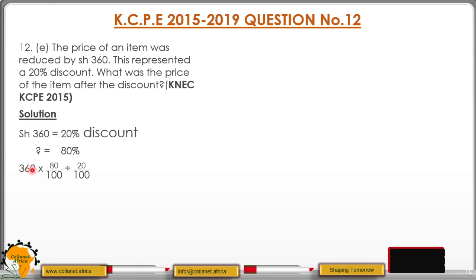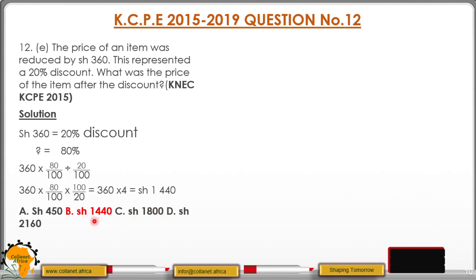You multiply that with that, then you divide by this one. So in this case, 360 times 80 over 100, which is another way of writing 80%, divided by 20 over 100, because you divide. Then you put multiplication, reciprocal, and over 20, to get 360 times 4, which is 1,440. So that is the price of the item after the discount. If you want the marked price, you add the discount here, but the question is asking about the price of the item after the discount.